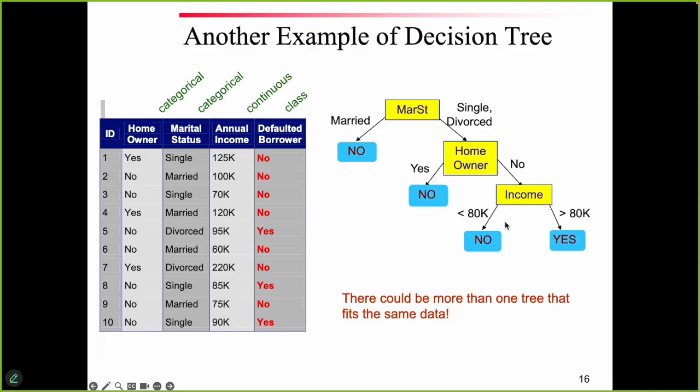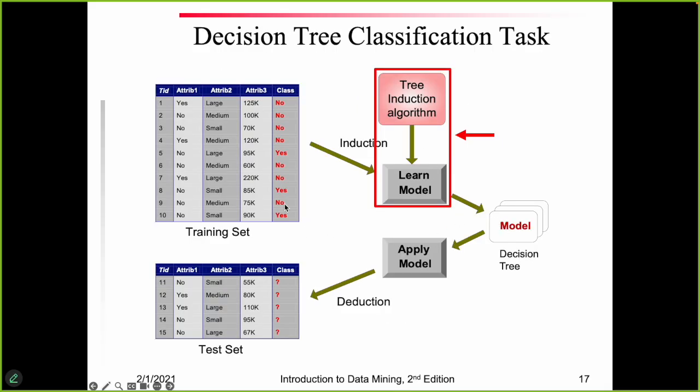So this is another example. And this whole process, as I mentioned before for classification, which can also apply here, decision tree is also a type of classification. So induction is the process where you learn from your training data and you create your model. And then deduction is when you apply your model to the test set.